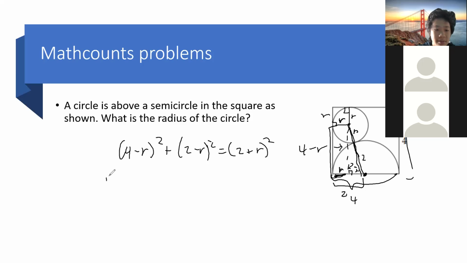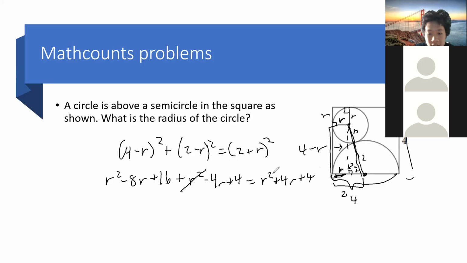So let's expand all of these. This is going to be r squared minus 8r plus 16. This one's going to be r squared minus 4r plus 4. This one's going to be r squared plus 4r plus 4. Well, we've got r squares on both sides. We can cancel those. We have a 4 on both sides. We can cancel those. Doesn't seem like we can cancel anything else. Let's move this 4r here. So we got 0 equals, negative 8r minus 4r minus 4r, which is going to be r squared minus 16r plus 16 equals 0.